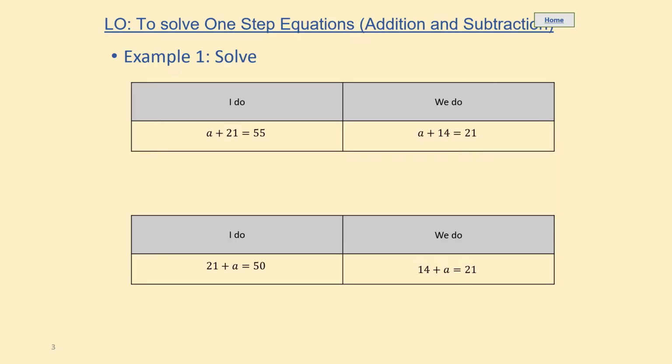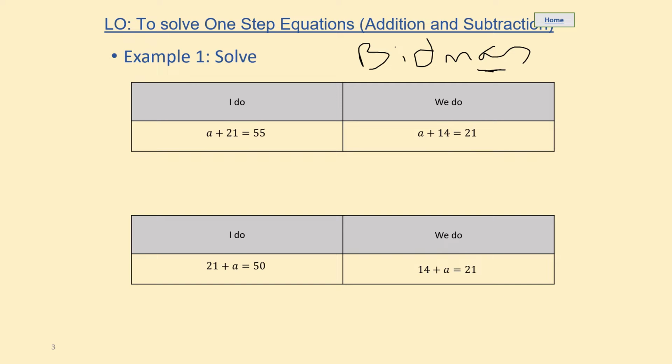Okay, so we'll have a look at these first examples here. We've got A plus 21 equals 55. So we need to have A by itself. So we're going to follow BIDMAS. There's no brackets, no indices, division or multiplication, but there is an addition here. So we have to do the opposite.